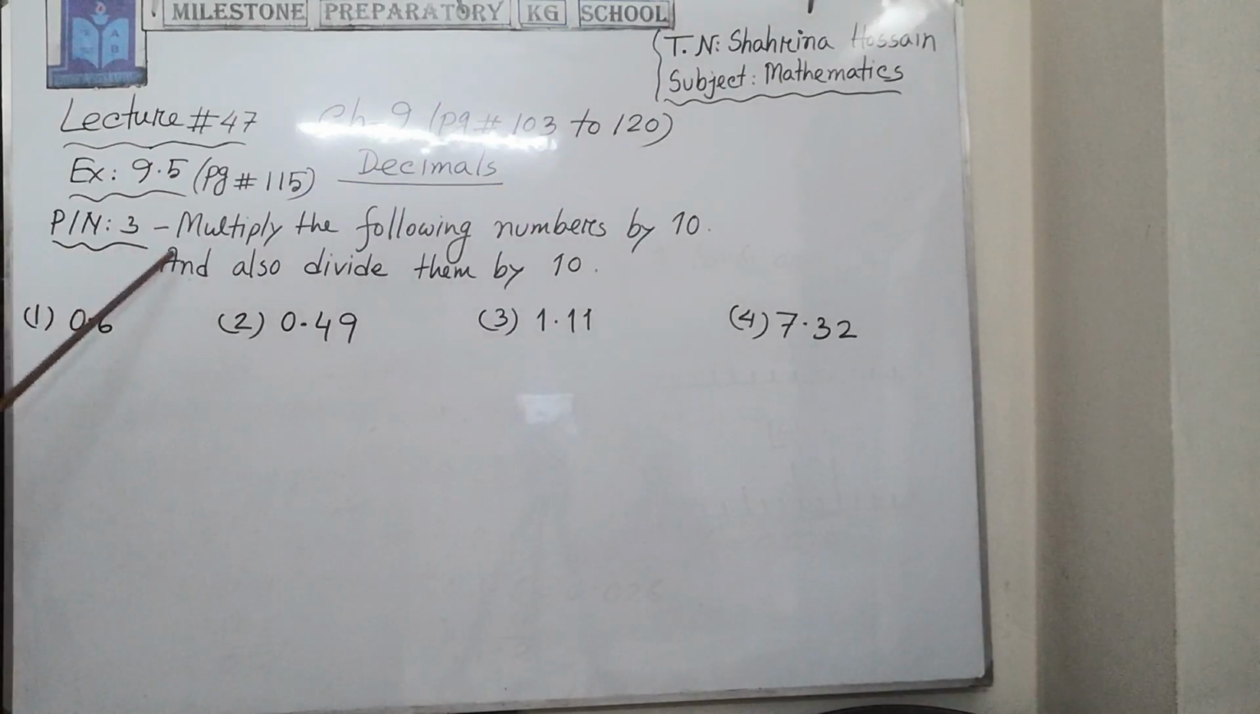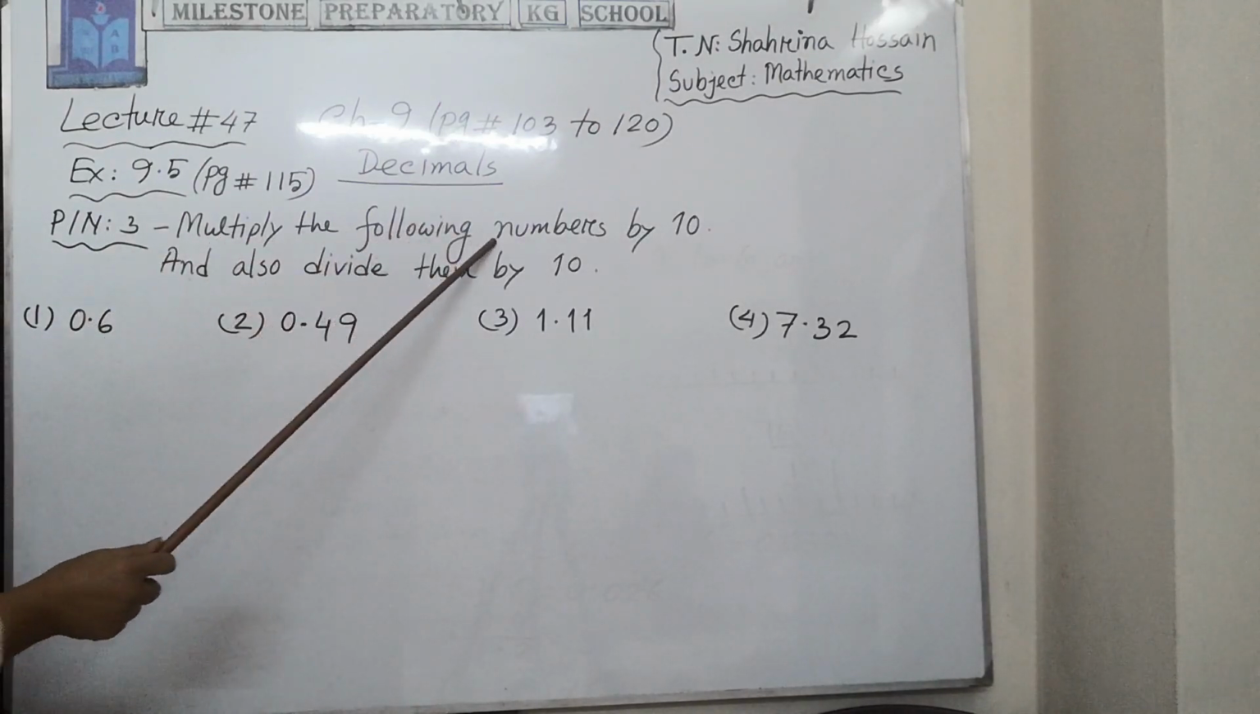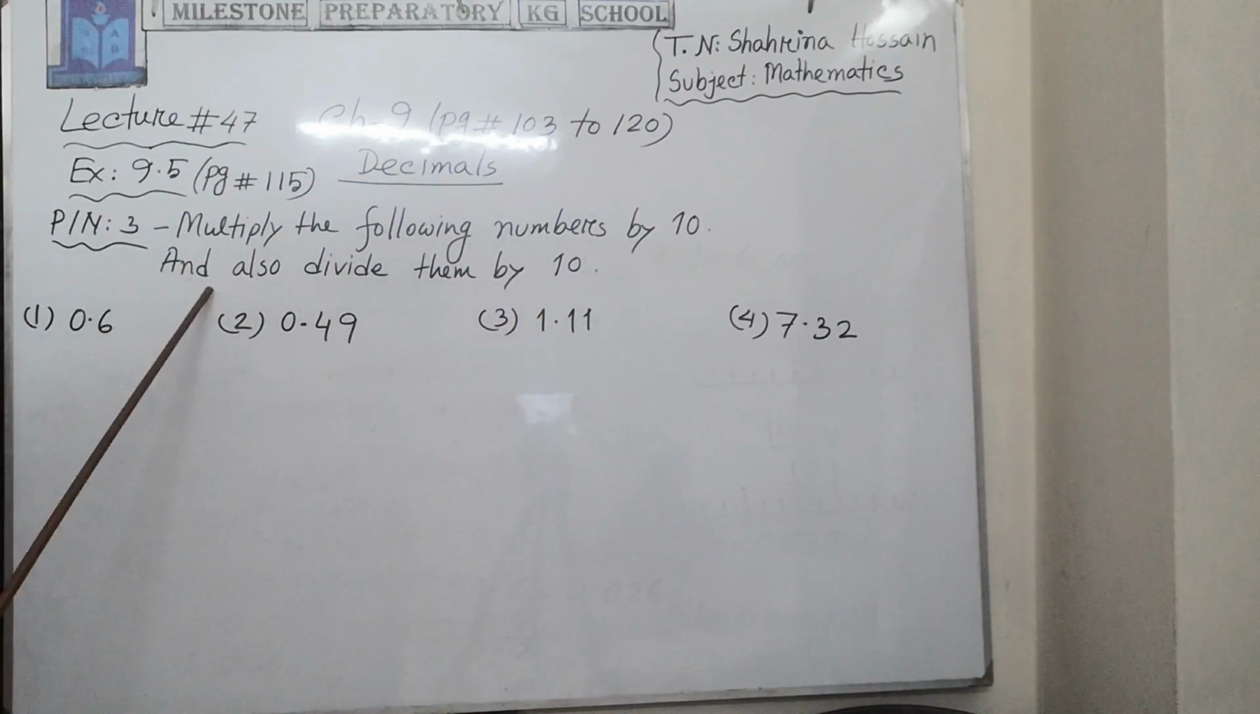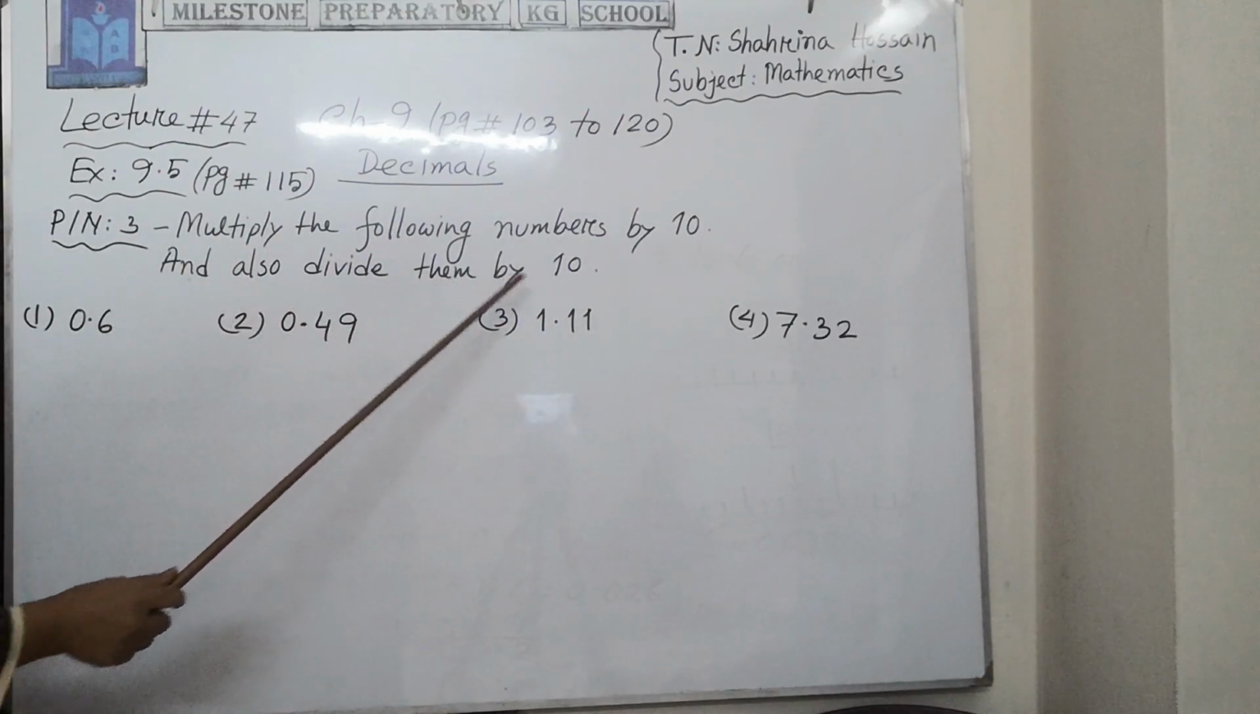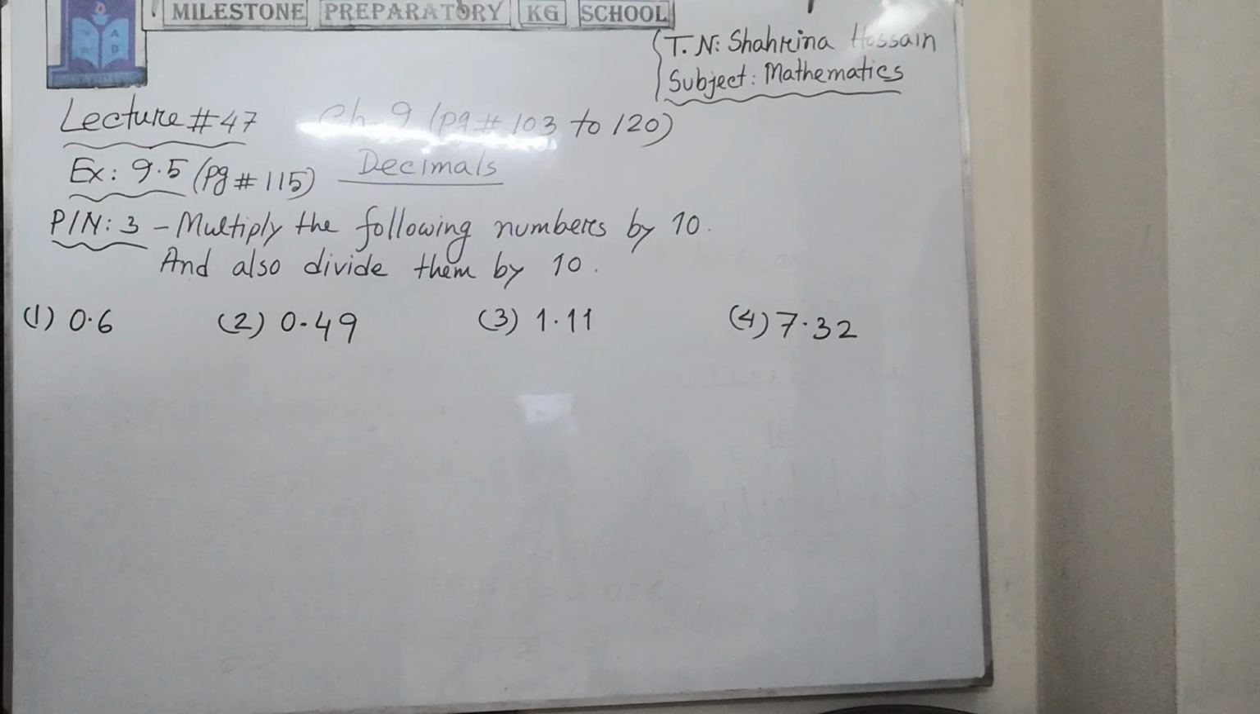Problem number 3. Multiply the following numbers by 10 and also divide them by 10. That means for the same digits, same fraction, we will first multiply by 10 and secondly we will divide by 10.